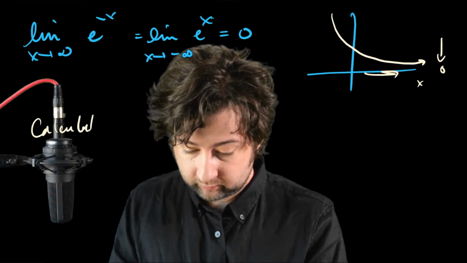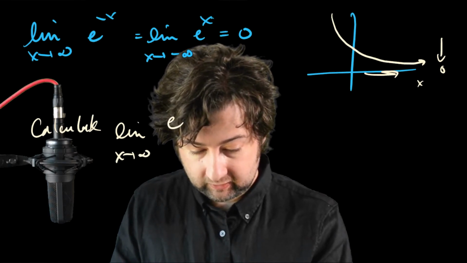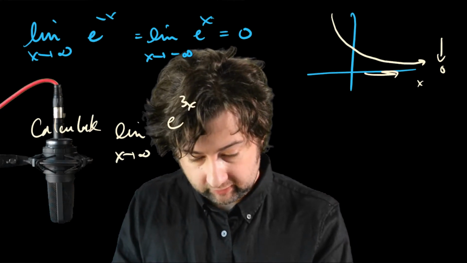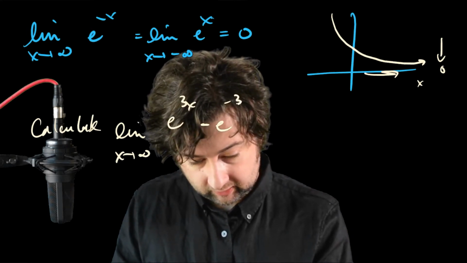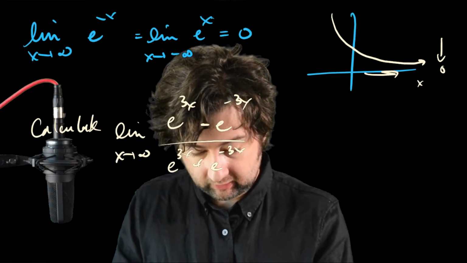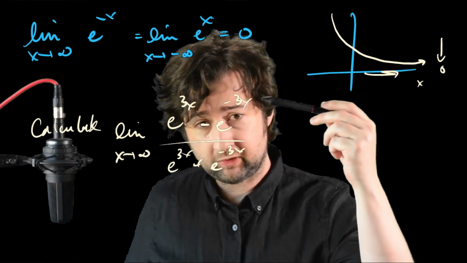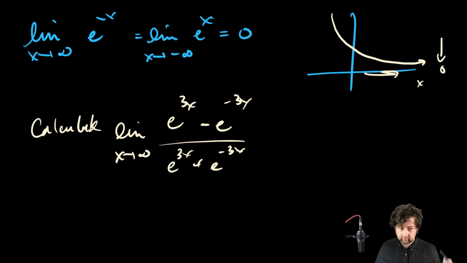Calculate the limit as x goes to infinity of (e to the 3x minus e to the minus 3x) over (e to the 3x plus e to the minus 3x). Now this is an indeterminate form, and you know it's an indeterminate form because you have two pieces. This e to the minus 3x is going to 0, and the piece that's e to the 3x is headed off to infinity. So this is actually an infinity over infinity form, which is indeterminate.